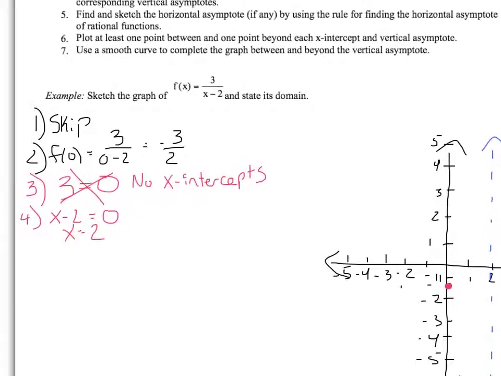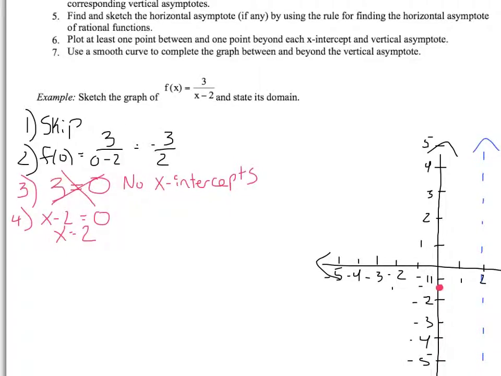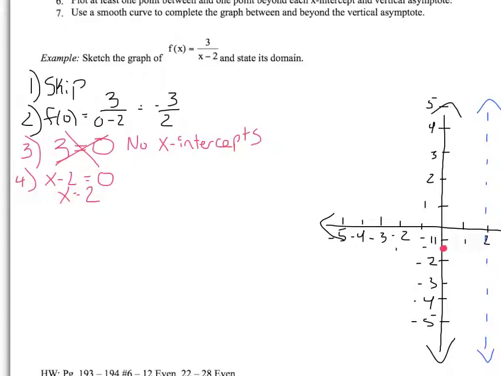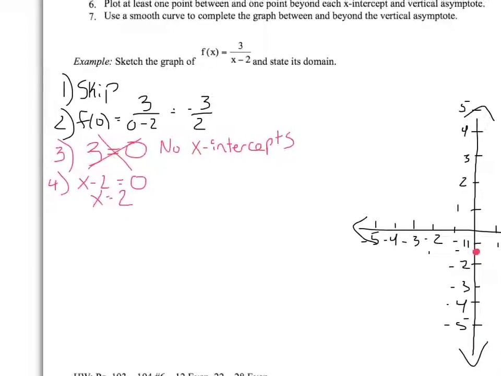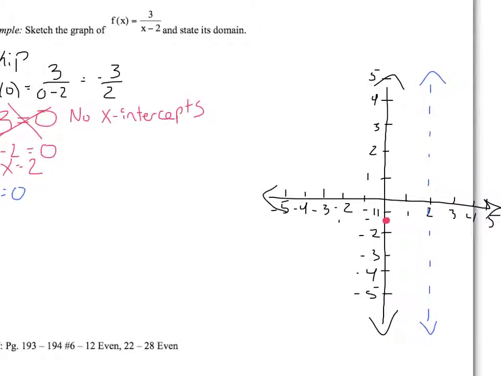Find and sketch, this is step 5 now. Find and sketch the horizontal asymptote by using the rules from that number 2 we had on the previous page. Well, looking at this, the degree in the numerator is less than the degree of the denominator. When that is the case, we say that y equals 0 is our horizontal asymptote. So at y equals 0, I'm going to draw my horizontal asymptote in.